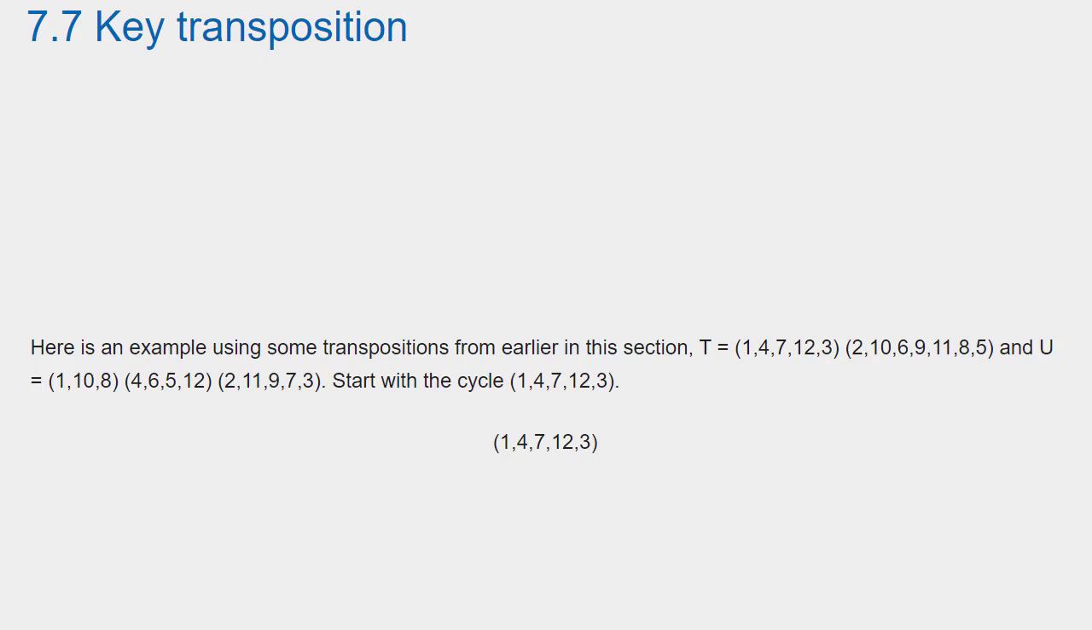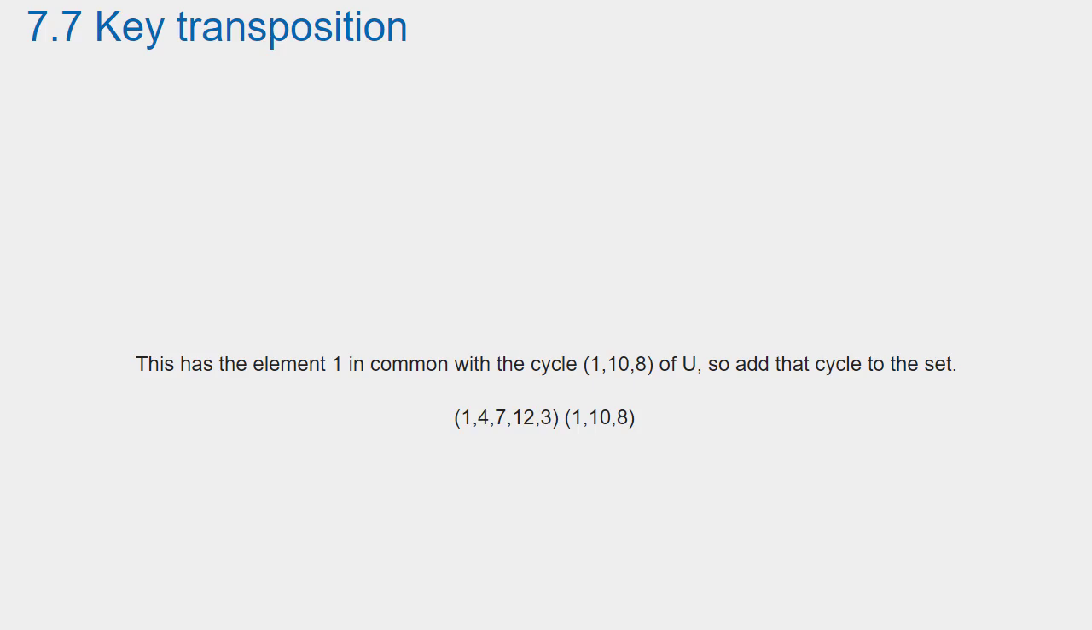T equals brackets 1, 4, 7, 12, 3, brackets 2, 10, 6, 9, 11, 8, 5, and U equals brackets 1, 10, 8, brackets 4, 6, 5, 12, brackets 2, 11, 9, 7, 3. Start with the cycle 1, 4, 7, 12, 3. This has the element 1 in common with the cycle 1, 10, 8 of U, so add that cycle to the set.